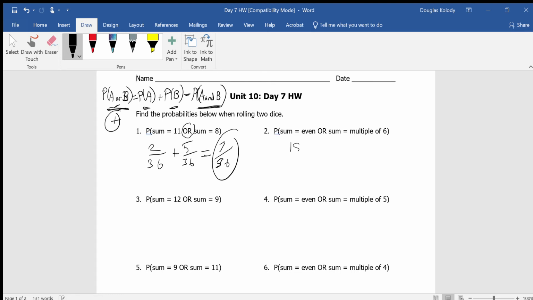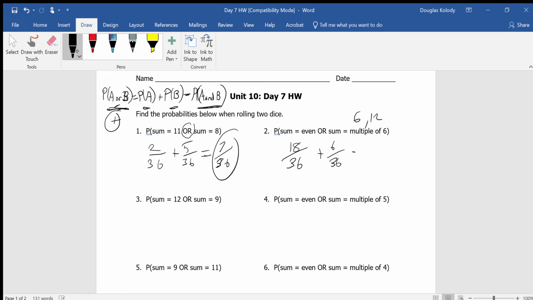Number 2, the sum is even. There are 18 sums that are even on a 2 dice chart. The 2, the 4s, the 6s, the 8s, the 10s, and the 12. Or the sum is a multiple of 6. What are the multiples of 6? 6 and 12. So how many 6s and how many 12s are there combined? There are 6 out of 36.